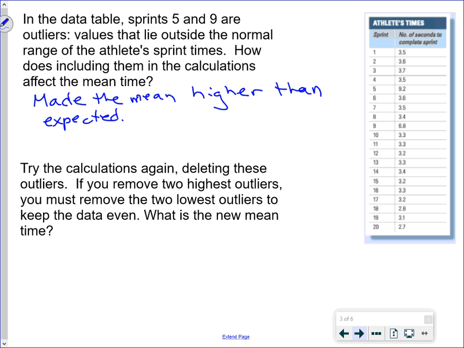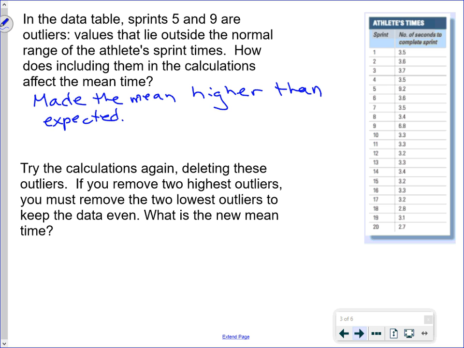So we're going to try the calculation again, but this time we're not going to include the outlier values of 9.2 and 6.8. But if we remove the two highest outliers, then we also have to remove the two lowest data values just to keep the data even. We can't take away the highest two and leave the lowest two. We have to balance it out. If we take away the highest two, we therefore have to take away the lowest two.